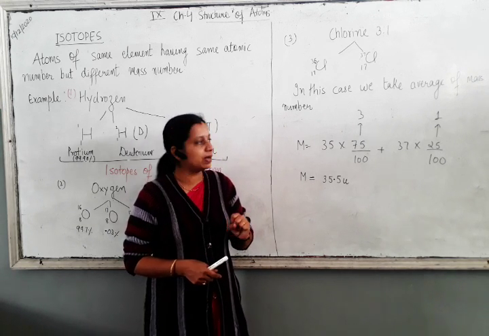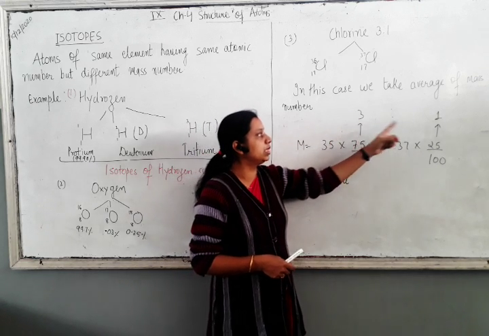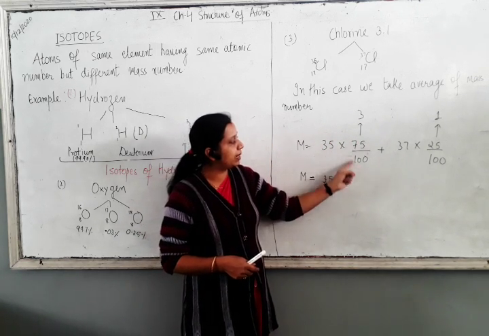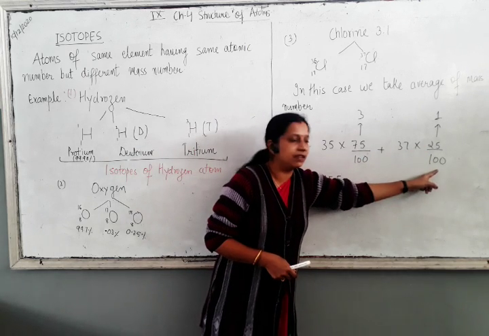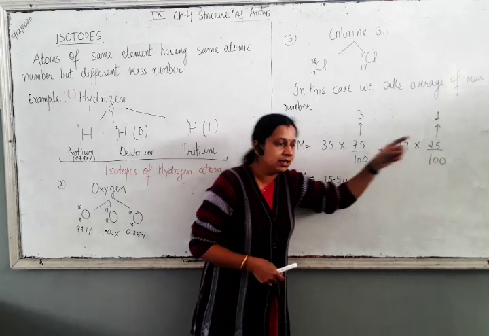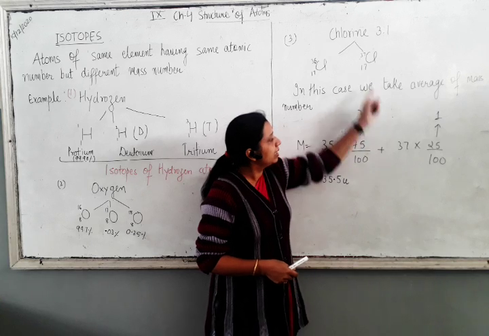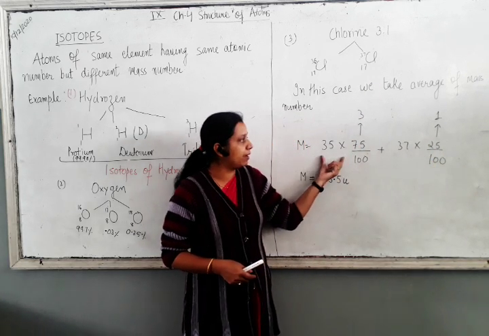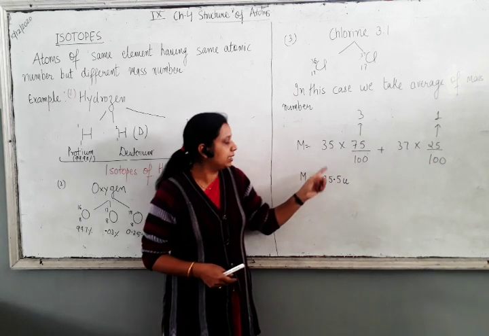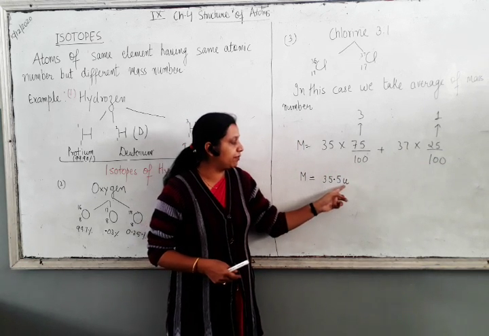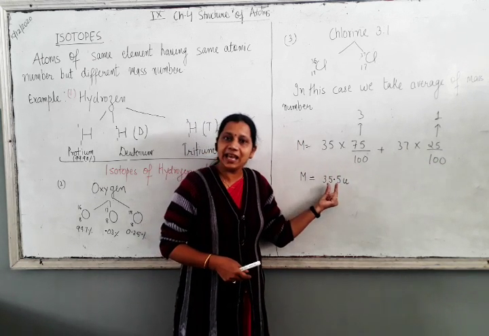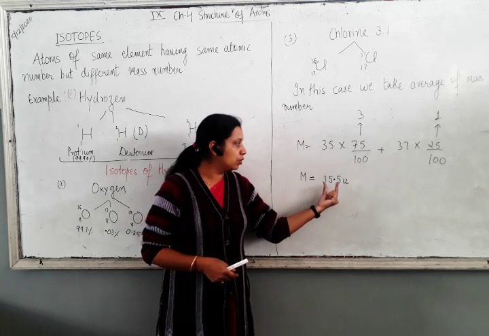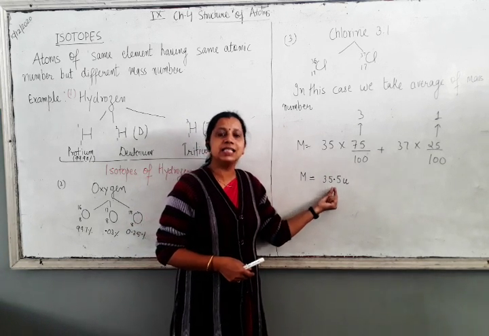Now how to find average mass number? You already know the existing ratio 3:1. So this mass number 35 into 75 by 100, plus 37 into 25 by 100. That's the ratio 3:1. That is 3 by 4 and 1 by 4. When you solve this, you will get 35.5 u. So this is the average mass number of chlorine atom. In this case, you have to take this as mass number.